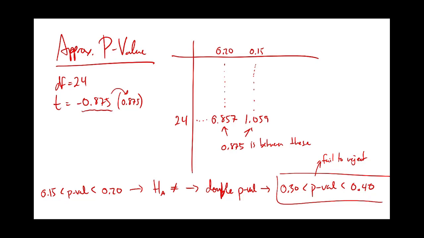No, because remember, the alpha level is only controlling your type 1 error.